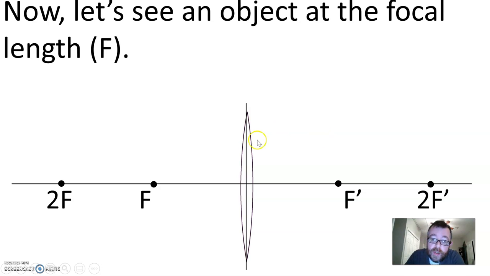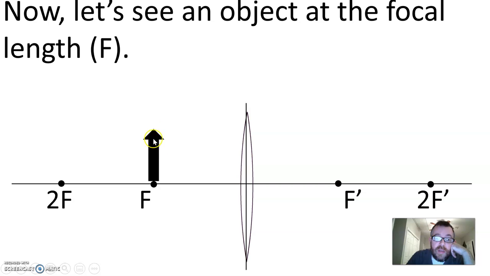As before, set up your axes, X and Y, with the F and 2F, F prime and 2F prime, a lens in the middle. Make sure these distances are exactly accurate. Otherwise, this is a waste of time to you. Let's see what happens with an object at the focal length.